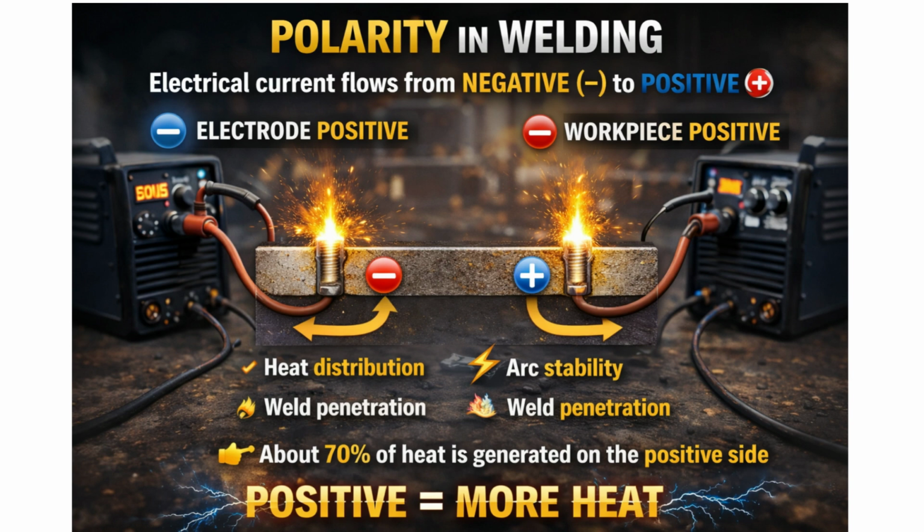Important rule to remember: about 70% of heat is generated on the positive side. So whichever side is positive will receive more heat. This single rule explains everything about polarity.